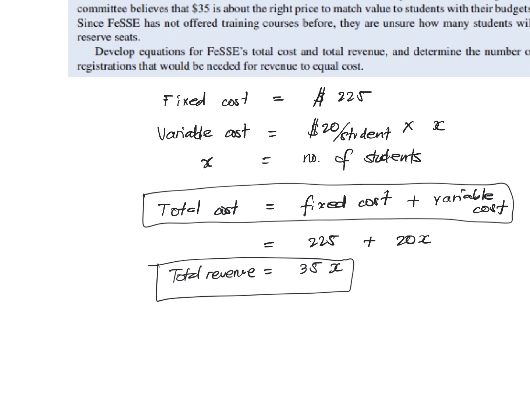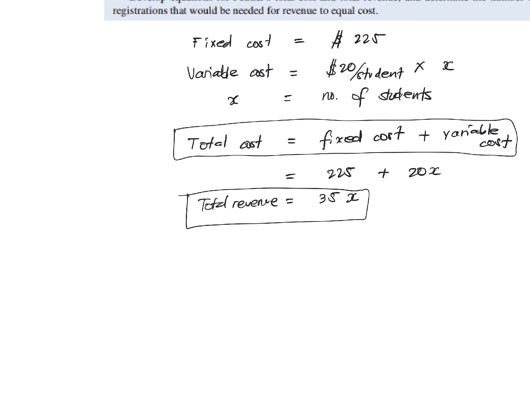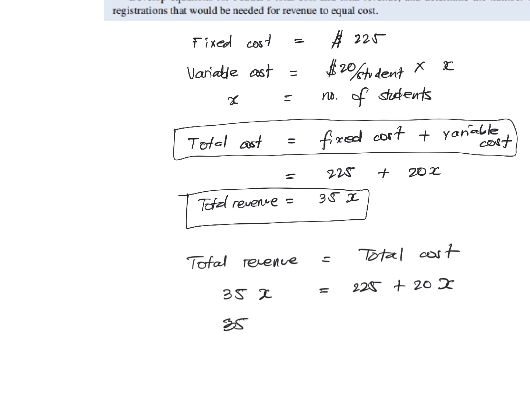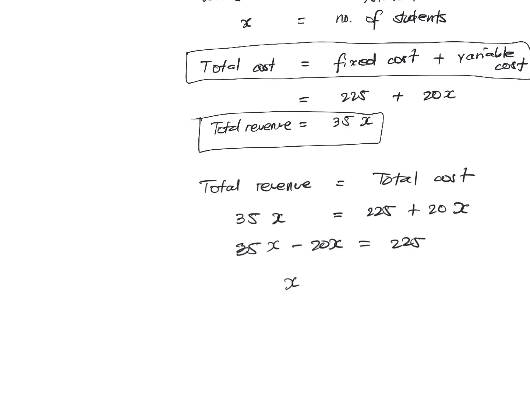Now, the problem is asking us to develop an equation that will determine the number of registrations that would be needed for revenue to equal cost. So now we have an expression for revenue. We also have an expression for cost. So we can set up this equation. Total revenue is equal to total cost, right? So revenue 35x is equal to 225 plus 20x. Now we will solve for x, and solving for x will give us 35x minus 20x equals 225. So x will give us 15 students.